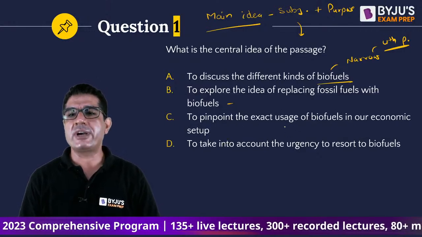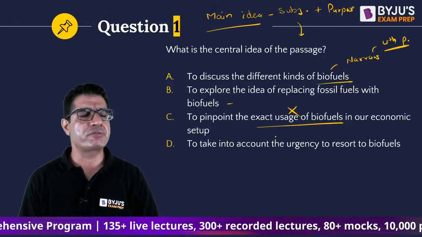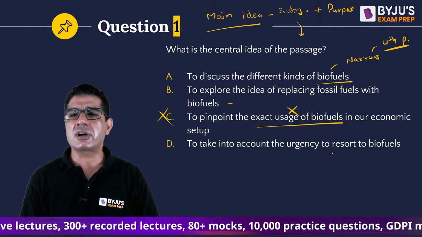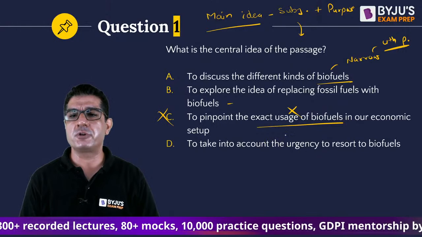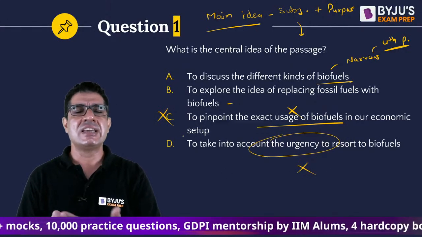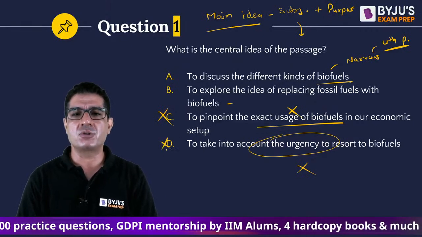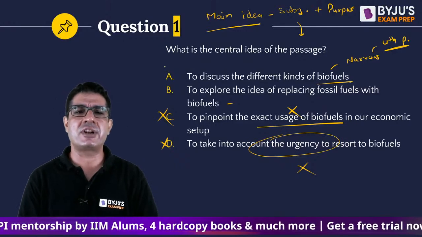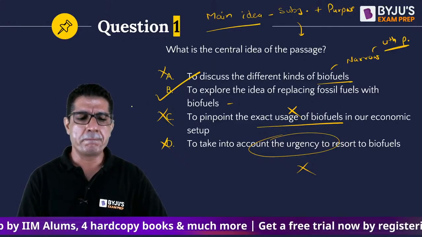C, to pinpoint the exact usage beyond the scope of the passage, it is not even being talked about there, so let's rule out C. D, to take into account the urgency to resort to biofuels, we have not talked about or explored the urgency in the passage, so even D is ruled out. So A and B, both are narrow. A is narrower than B, therefore let's rule out A and opt for B.